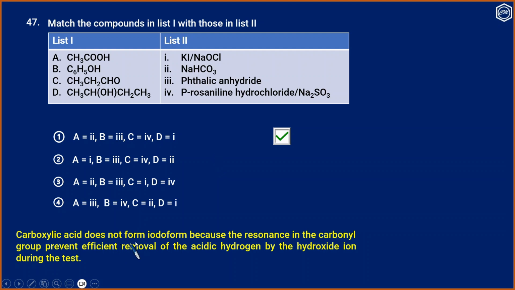Carboxylic acid does not form iodoform because the resonance in the carboxyl group prevents efficient removal of acidic hydrogen by the hydroxide ion during the test. Even though acetic acid contains CH3CO grouping, it will not give iodoform test.